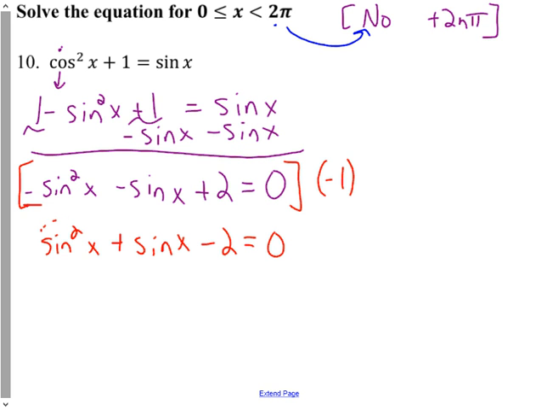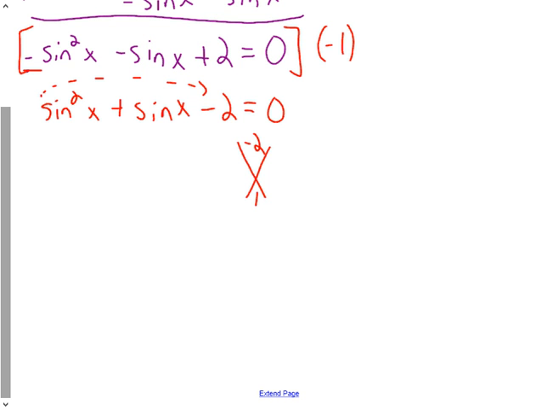Now we've got 1 times negative 2, and numbers that add equal plus 1. So those numbers are going to be positive 2 and minus 1, which gives us sine of x plus 2, in parentheses, and sine of x minus 1.